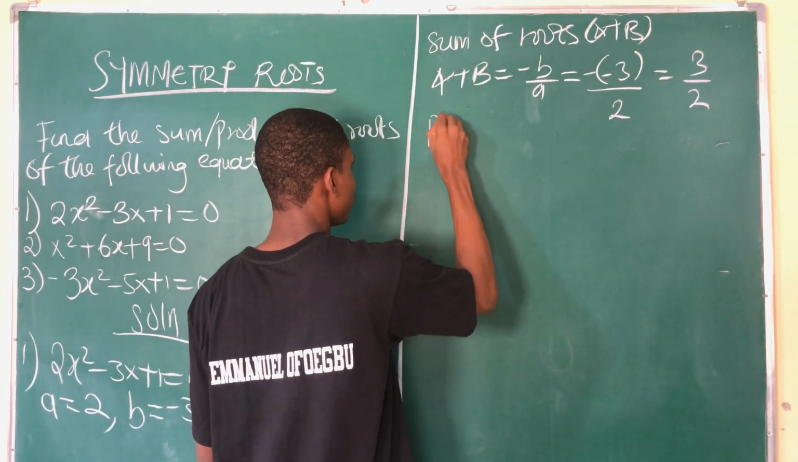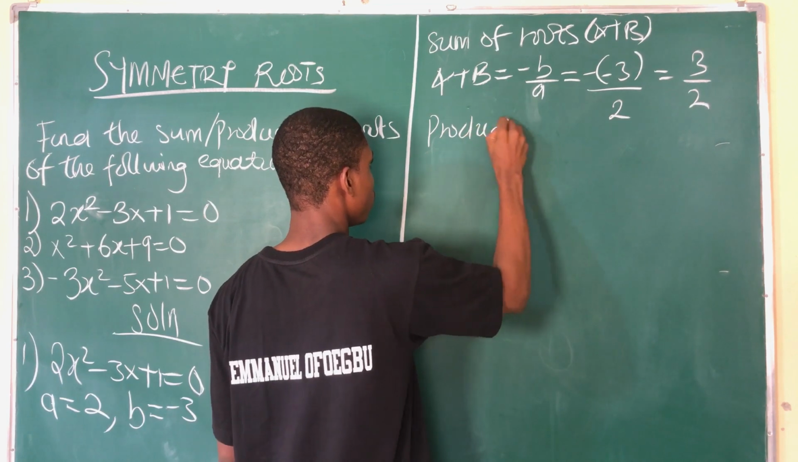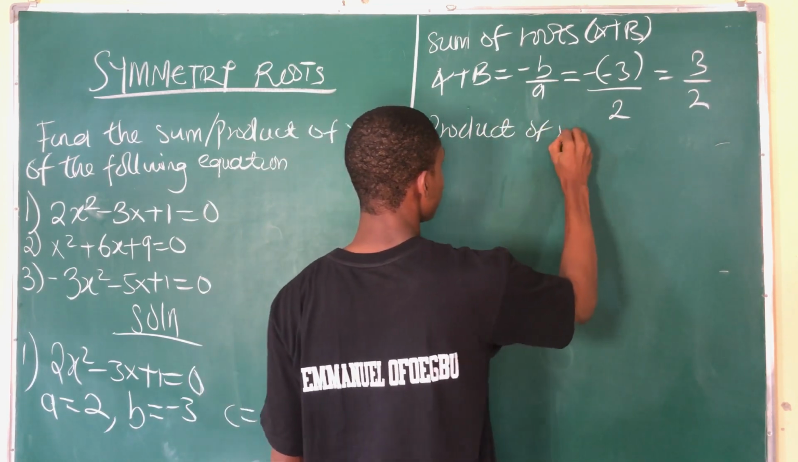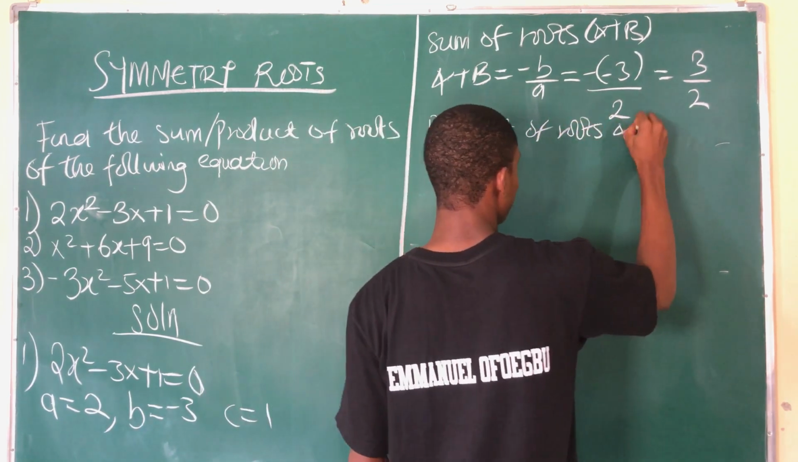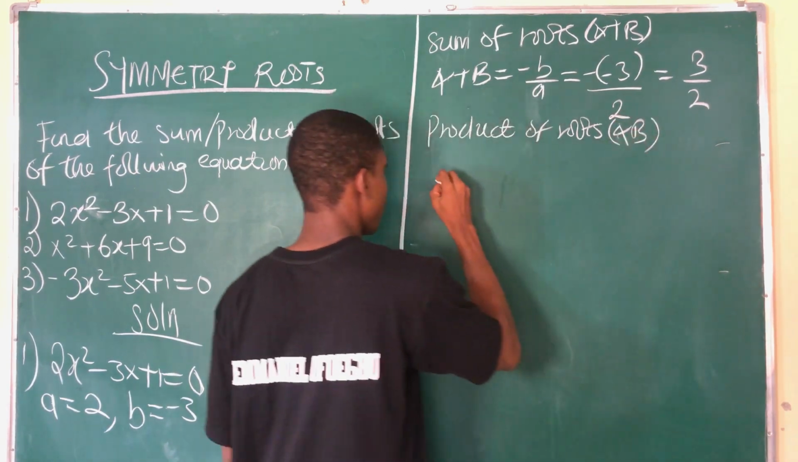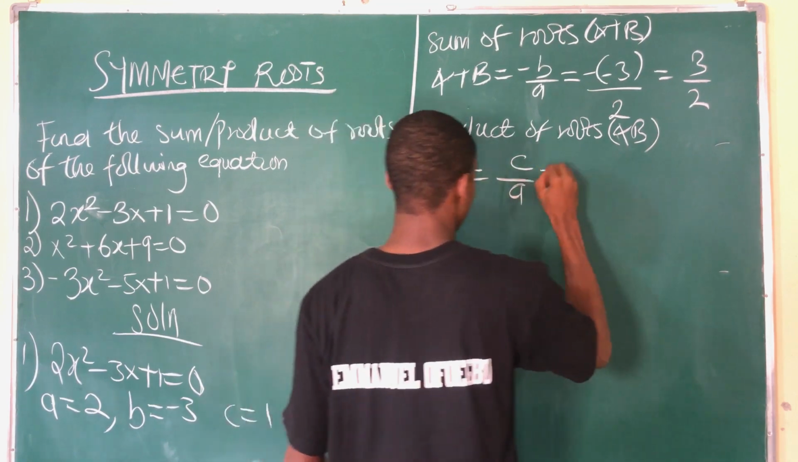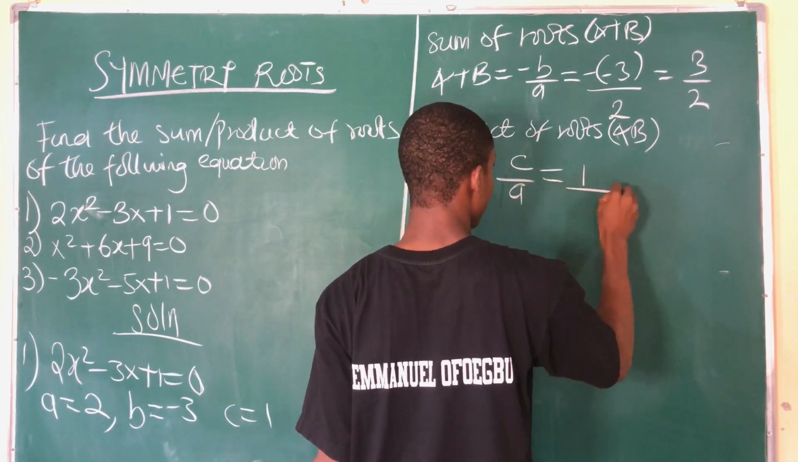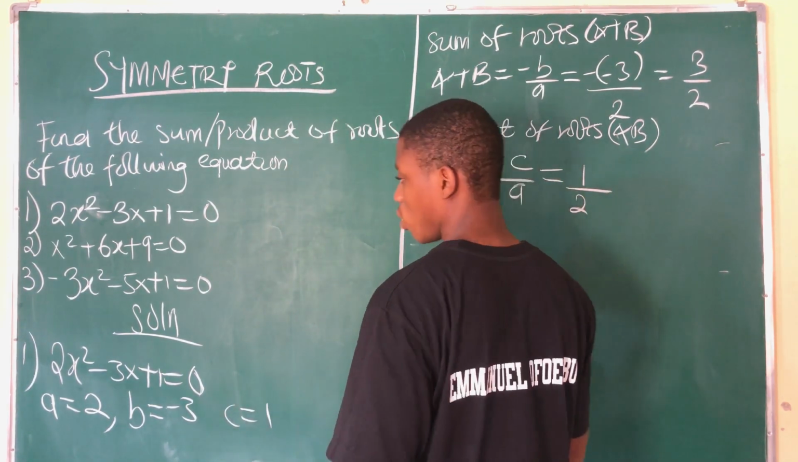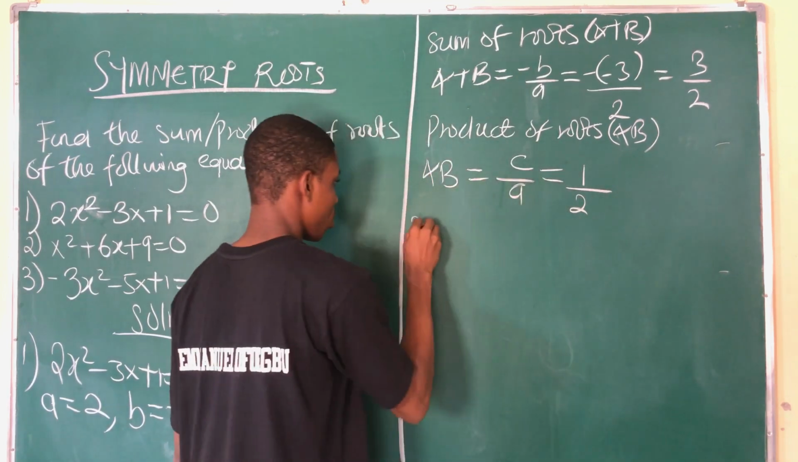Then the product of roots, which is alpha beta, is c over a. Of course, c is 1 and a is 2, so the product is 1 over 2. The concept is very easy. Let's look into the second one.